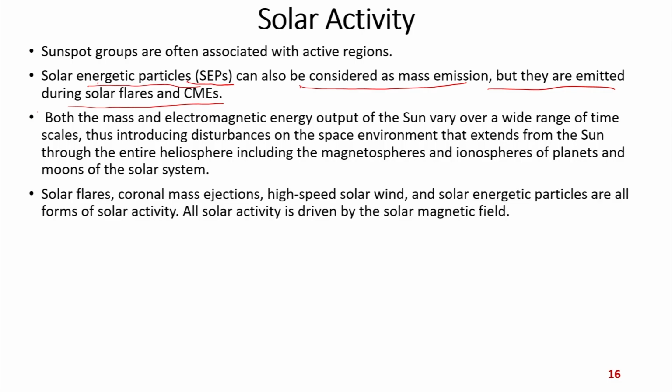Solar flares, coronal mass ejections, the high speed solar wind and the solar energetic particles are all forms of solar activity. So, when I use the term solar activity, it means phenomena like solar flares, coronal mass ejections, high speed solar wind or solar energetic particle events. These are all called solar activity.